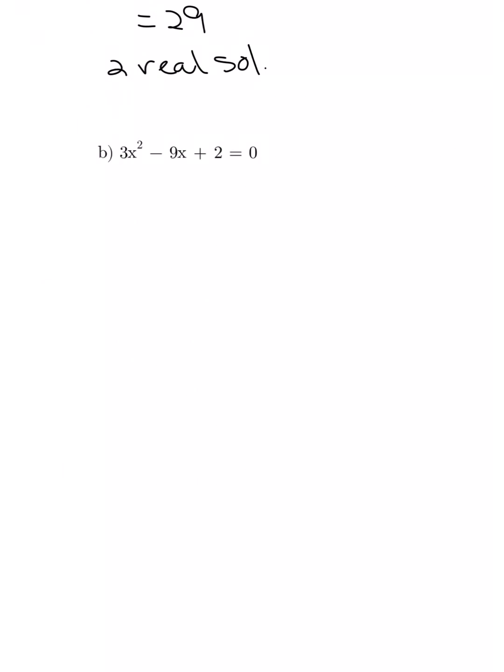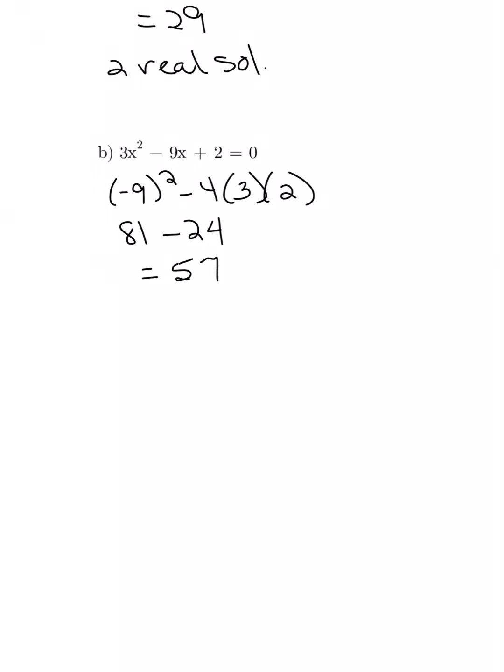For our next example, our b is negative 9, so we need to square that, minus 4 times our a is 3, our c is 2. Negative 9 squared is 81. Multiply the 4 times 3 times 2, we will have minus 24. If we take 81 minus 24, we will get 57. So the value of our discriminant is 57. Since it's positive, we have two real solutions.